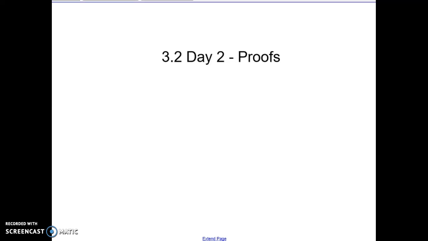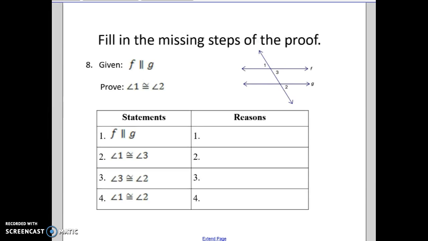Guys, so here is day 2 of 3.2. We're just going to be talking about a few proofs today, so we'll do some practice with the proofs tomorrow in class. So here we go. Let's look at our fill in the missing steps of our proof.